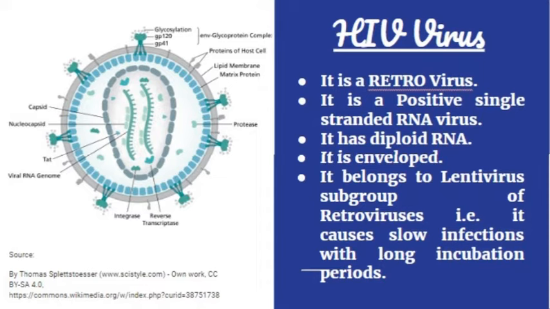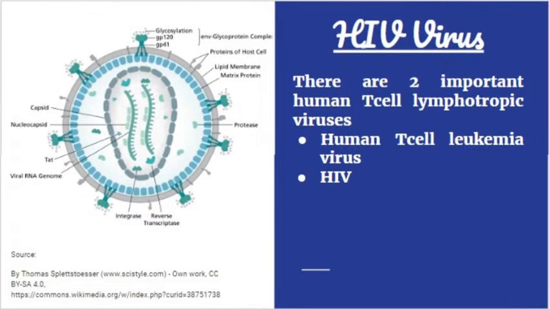It is enveloped. It belongs to the lentivirus subgroup of the retrovirus family. That is, it causes slow infections with long incubation periods, going to years. Since its target is the human T cell, it is a human T cell lymphotrophic virus. There is another virus that is a human T cell lymphotrophic virus, that is human T cell leukemia virus. So, human T cell leukemia virus and HIV virus are two important human T cell lymphotrophic viruses.